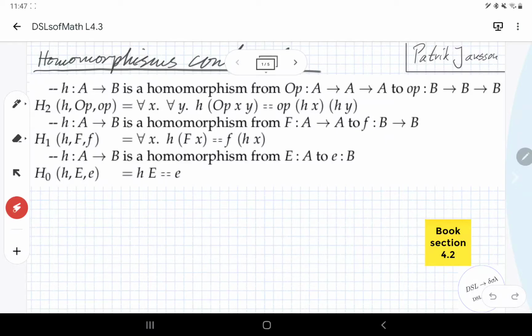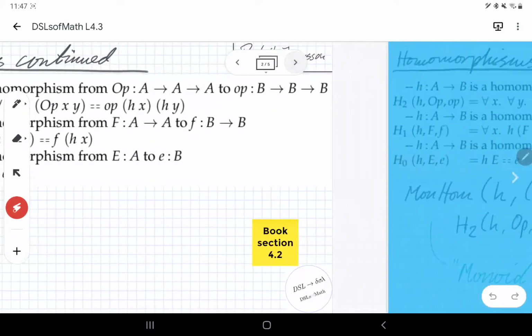This is all described in book section 4.2, and I will now go on to generalize this to homomorphisms between structures.